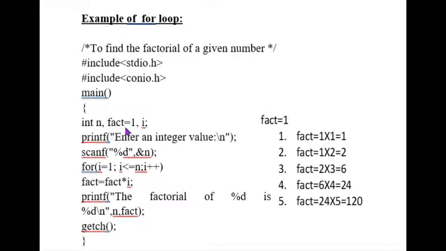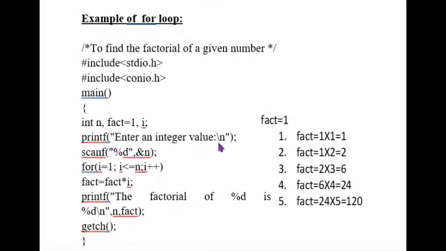That means the factorial value will be stored in the variable fact, which is an integer variable, and n will be taken for the value for which we want to find out the factorial, and i is the counter or the increment variable. So, now the one statement for the user of the program, printf enter an integer value.